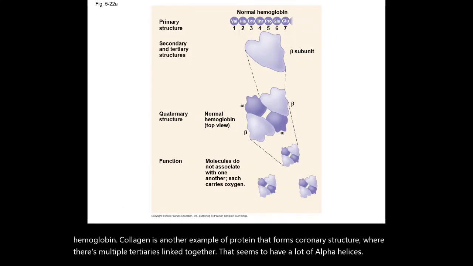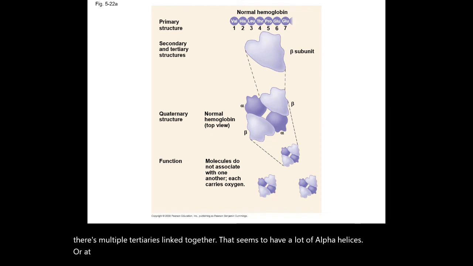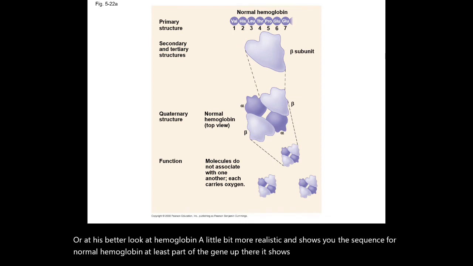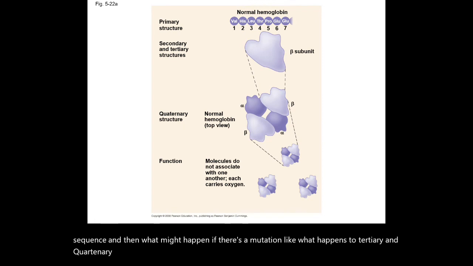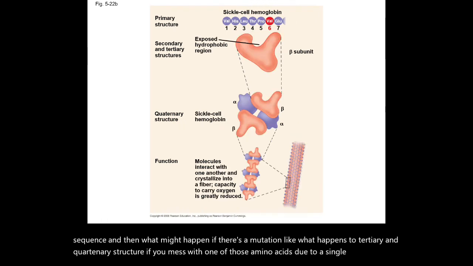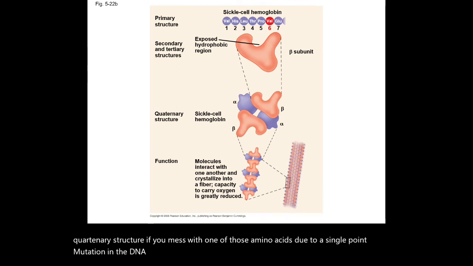All right, here's a better look at hemoglobin, a little bit more realistic, and it shows you the sequence for normal hemoglobin, at least a part of the gene up there. It shows you a part of the amino acid sequence. And then what might happen if there's a mutation, like what happens to tertiary and quaternary structure if you mess with one of those amino acids due to a single point mutation on the DNA, and that's something that's going to result in possibly something like sickle cell anemia.